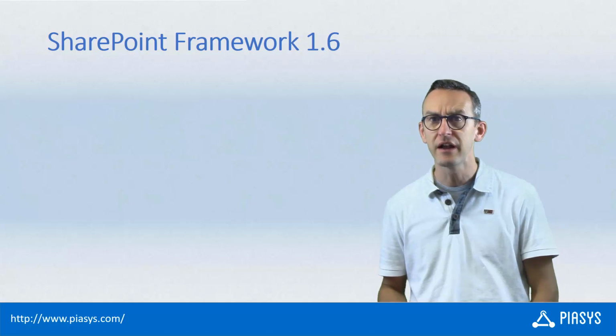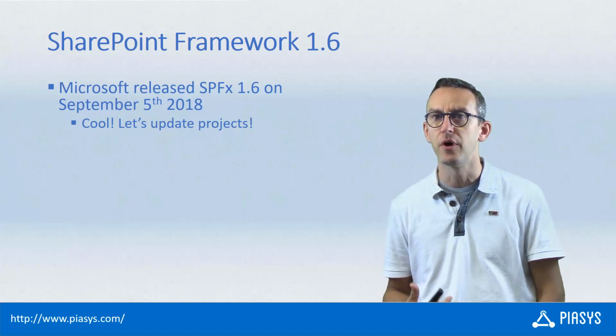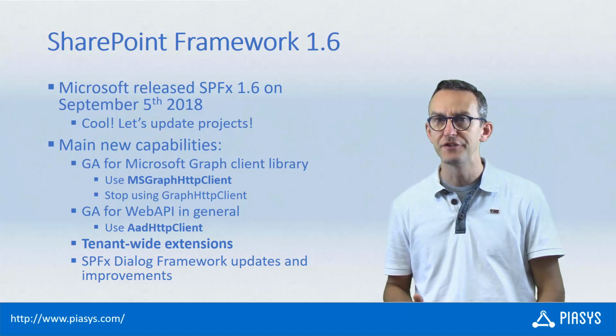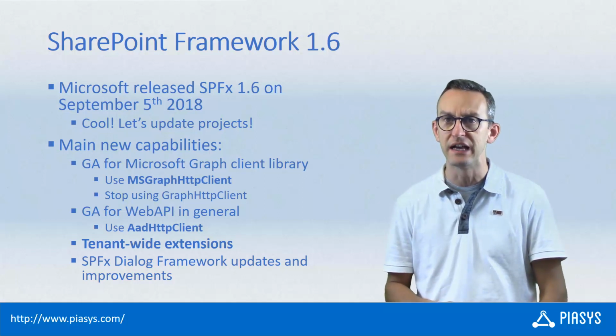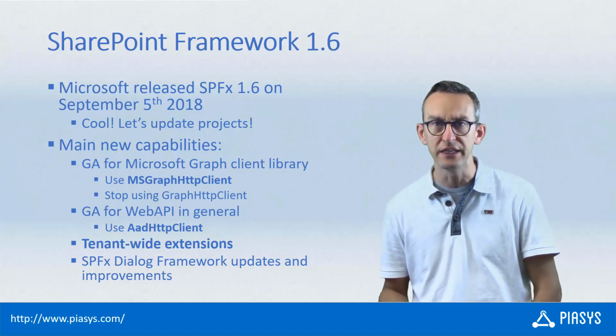This week there is really great news because Microsoft, on the 5th of September, released version 1.6 of SharePoint Framework. SharePoint Framework 1.6 includes a bunch of new capabilities, including the capability to use the new Microsoft Graph and Web API client libraries, so we can use MS Graph HTTP client as well as AAD HTTP client to consume either the Microsoft Graph APIs or any third-party API secured through Azure AD.